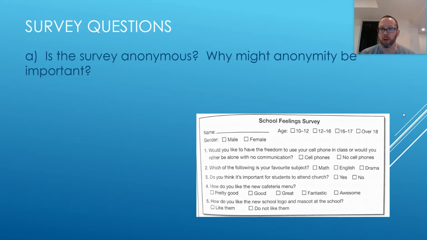People who know a survey is not anonymous might hold back on some of their responses, not sure who's going to be looking at this information and not wanting it to be traced back to them, especially in this day and age with online privacy and whatnot. So yes, surveys should be anonymous.